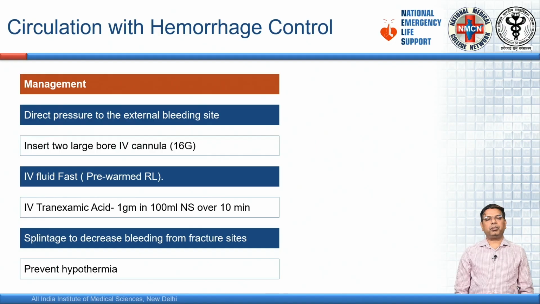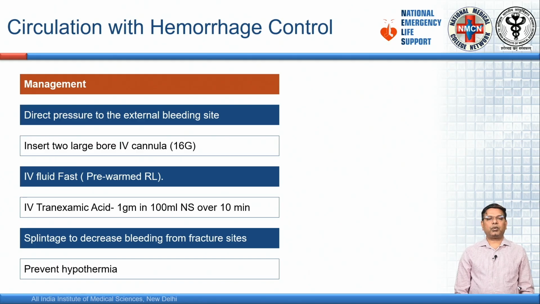So, how do we manage external bleeding? We have already spoken about it. So, pressure, bandage or maybe tourniquet if required. Okay. And we give pre-warmed ringer lactate as IV fluid. So, you have to put 2 large bore IV cannulas, that is the 16 gauge gray cannulas. Give pre-warmed ringer lactate fast. If any fracture is there, you have to splint that fracture, and one drug is used which is very effective, must remember, must keep, is tranexamic acid injection.